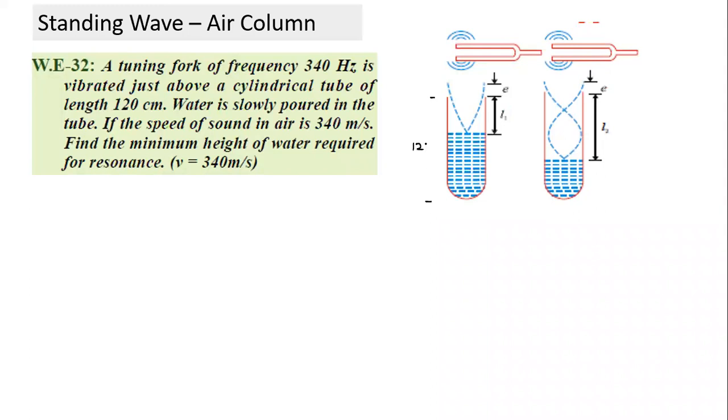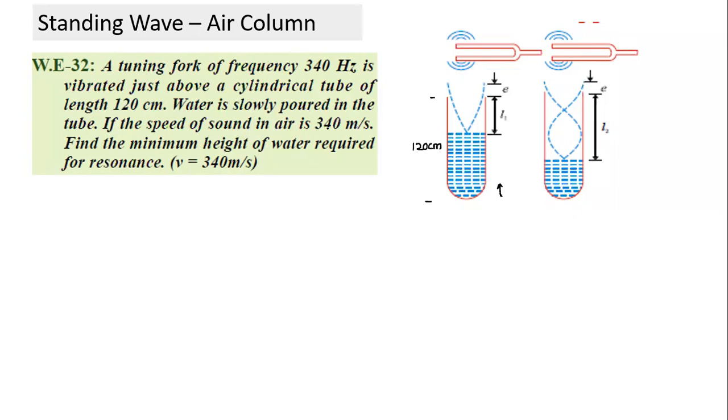Sorry, 120 centimeter, what I'm saying. Water is slowly poured in the tube. So it is the other case: the water level is not lowered, the water level is slowly raised from the bottom. The initial length of the column is 120 and it is slowly being reduced. So L is gradually being reduced.